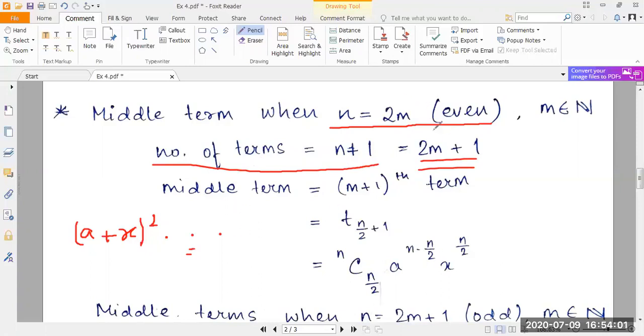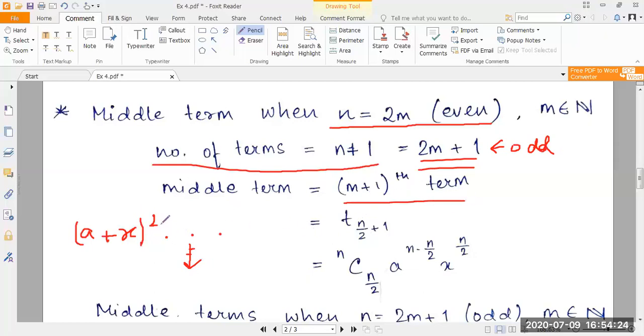Now, if 2m is an even integer, then 2m plus 1 will be an odd integer, because 1 plus any even integer will be an odd integer. So this is essentially an odd number. And as we know, for an odd number of terms, there will definitely be only one middle term. So that middle term will essentially be the (m plus 1)th term.